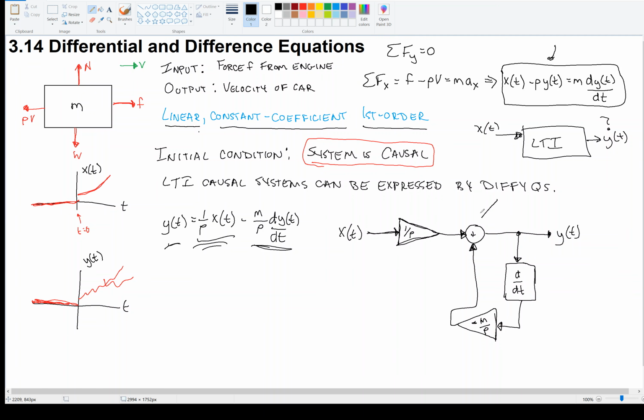And this block here, this addition, that's from a summing amplifier. Again, you can use analog electronics for a summing amplifier. Op amps will do all of these things.